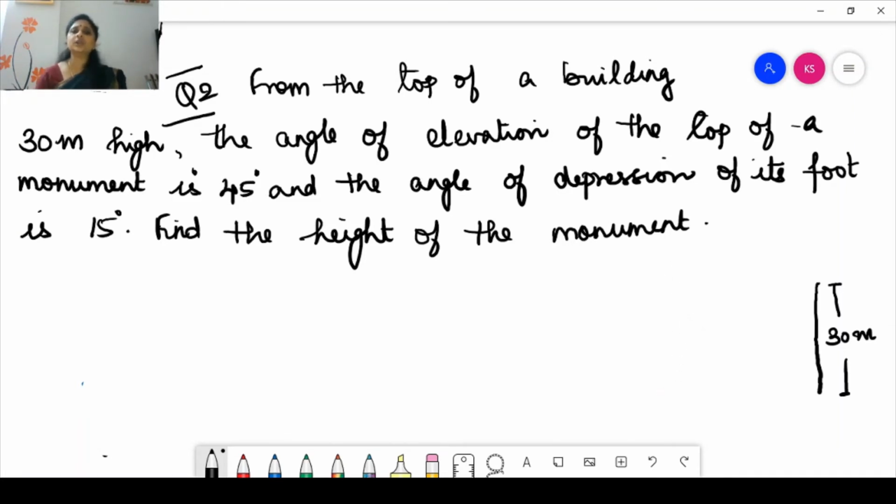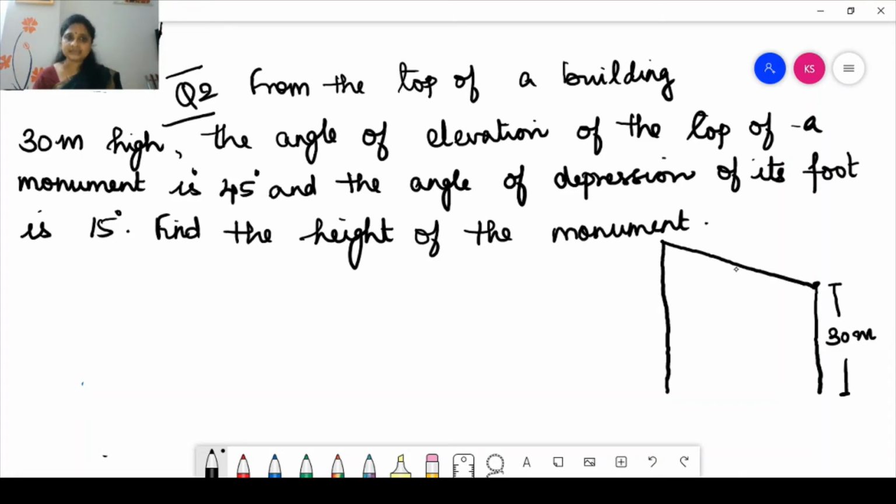Now, should the monument be taller than the building or shorter than the building? So now we need to understand. Read the question. It says the angle of elevation of the top of a monument. So what is angle of elevation? When you look up, that's called angle of elevation. So you're going to look up at the monument. So the monument is going to be taller than the building. From the top of the building, you're looking up at the top of the monument. So obviously the monument is of greater height than the building.